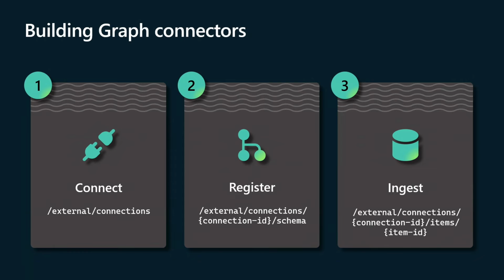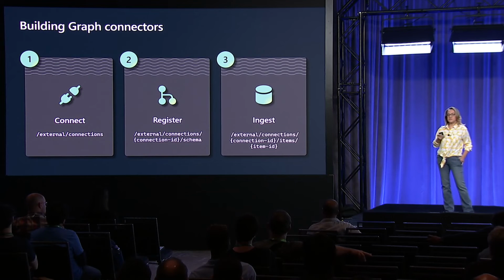To line up these experiences in Copilot and in Microsoft 365 app, you need to follow these 3 steps. First, create a connection to your data objects. Second, register your schema. And third, keep ingesting your items according to the schema you registered. Each item is sent with properties that match the schema you registered to power your content as discoverable on Microsoft 365 app.